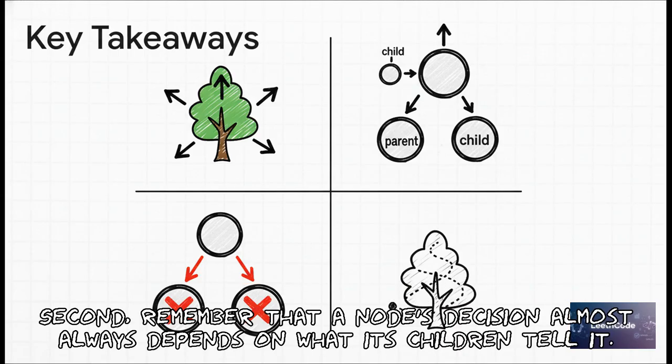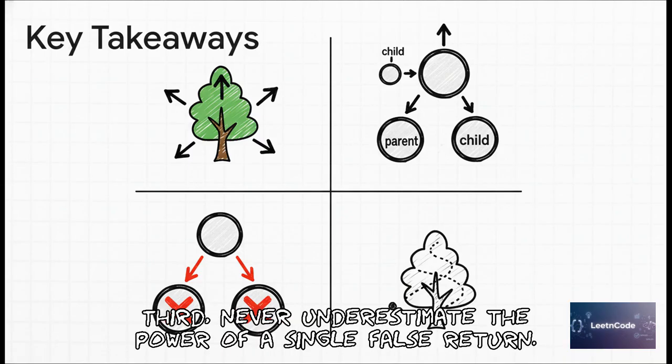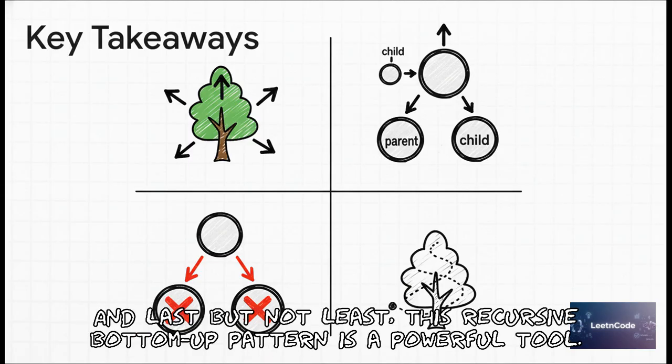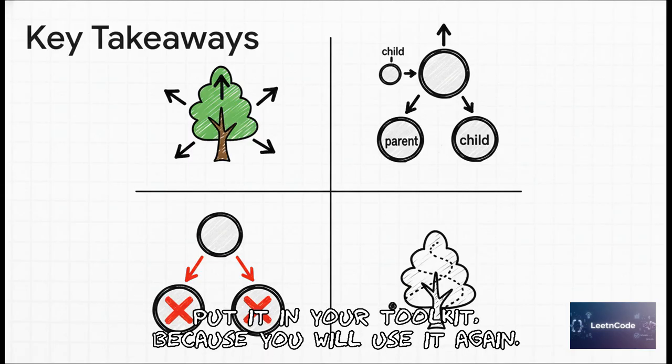Second, remember that a node's decision almost always depends on what its children tell it. Third, never underestimate the power of a single false return. One little failure can poison the whole well, invalidating an entire branch. And last but not least, this recursive bottom-up pattern is a powerful tool. Put it in your toolkit because you will use it again, I promise.